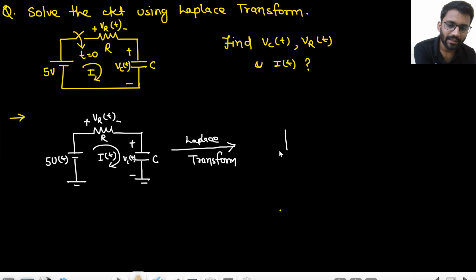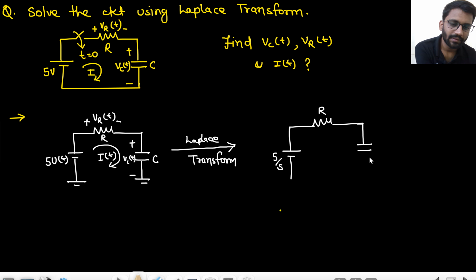What is the Laplace transform of 5 into ut? That is 5 by S. What is the Laplace transform of resistance? That is R. What is the Laplace transform of capacitor? That is 1 by Cs.